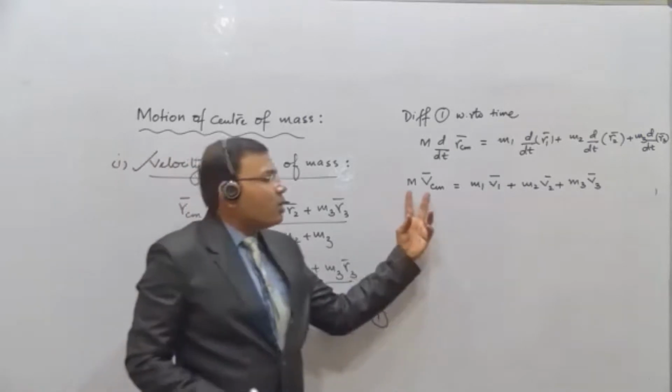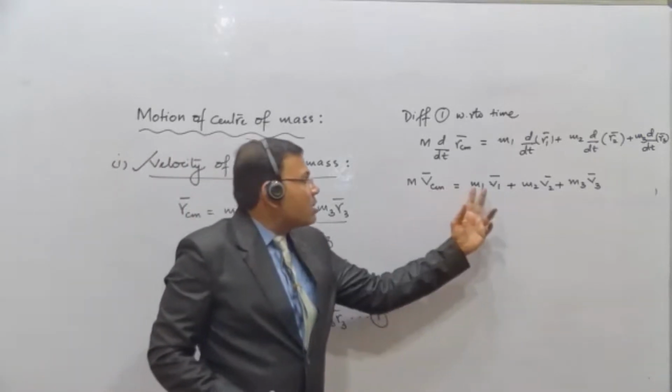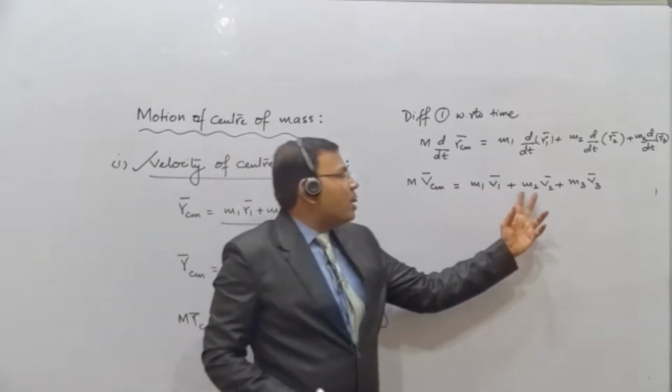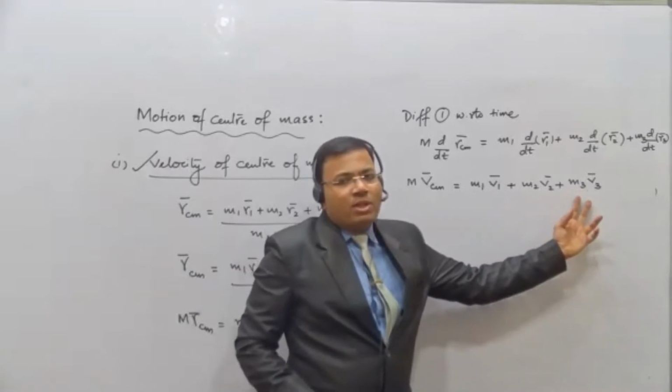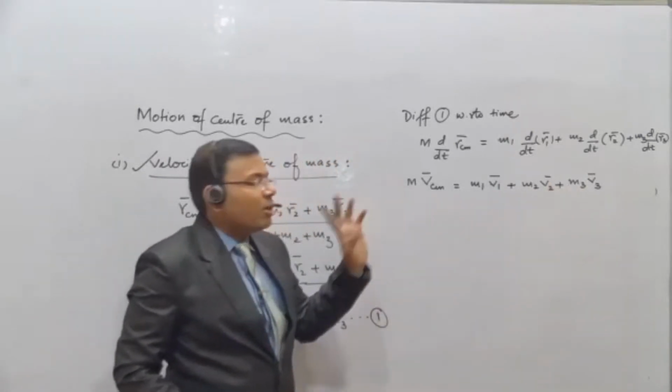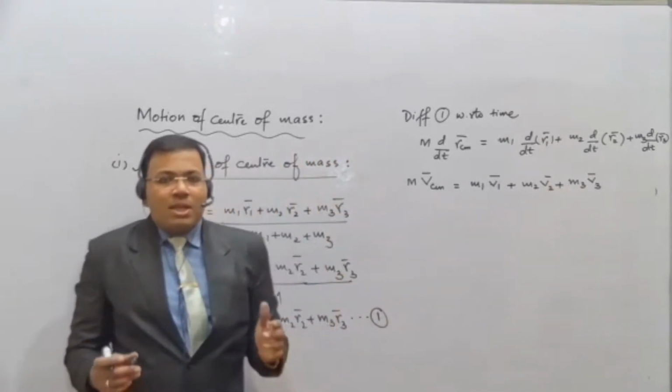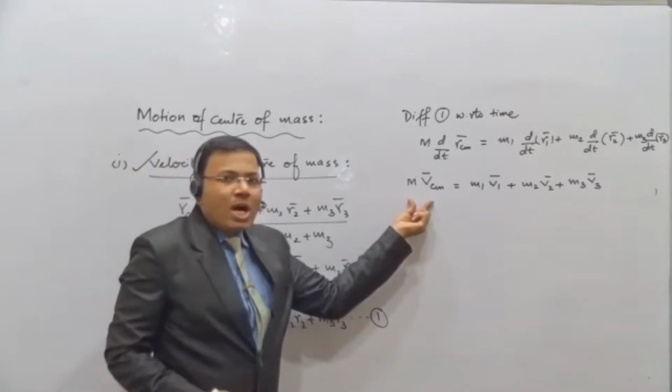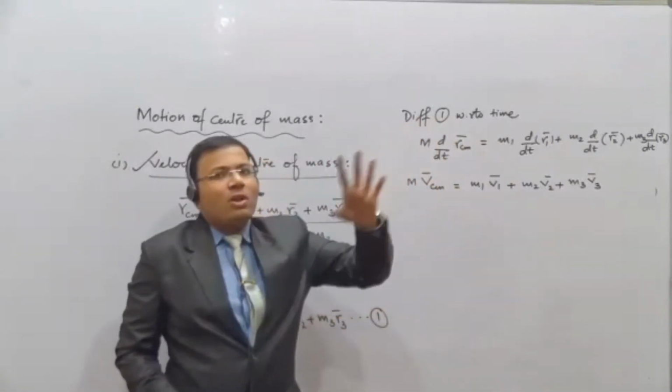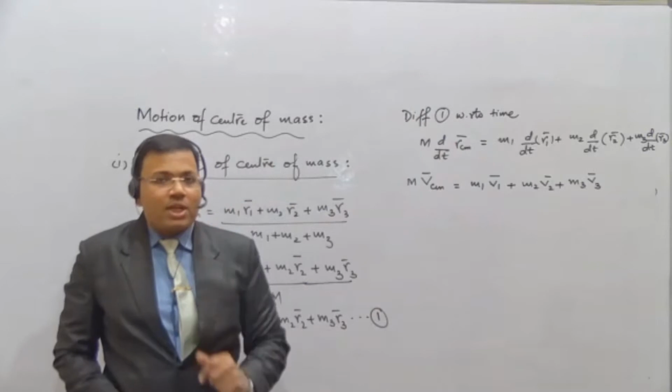Product of mass and velocity, this is the momentum. This is the momentum of the first particle, momentum of the second particle, momentum of the third particle, which is the momentum of the center of mass. That means momentum of the center of mass is the sum of the momenta of all the masses. This is the new concept we are getting.